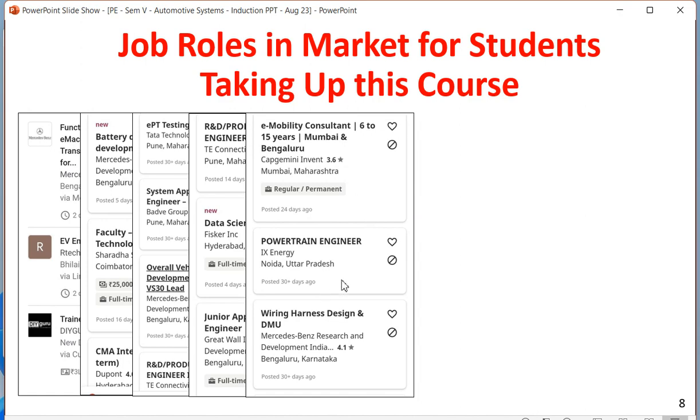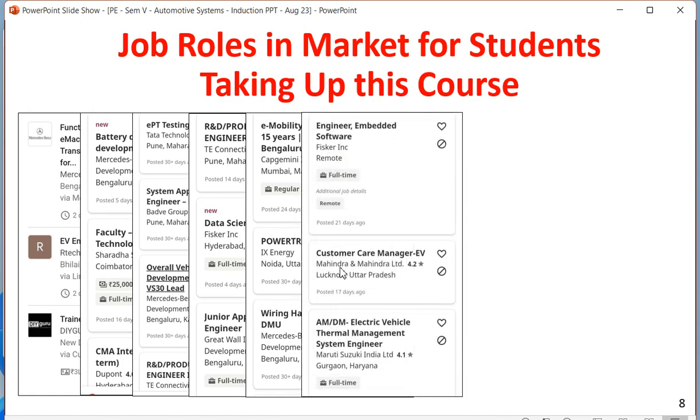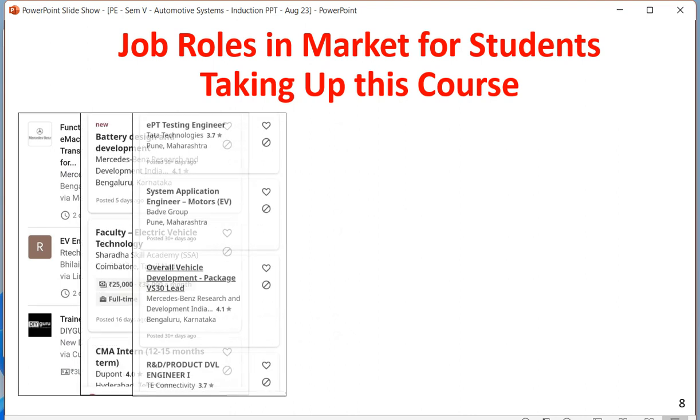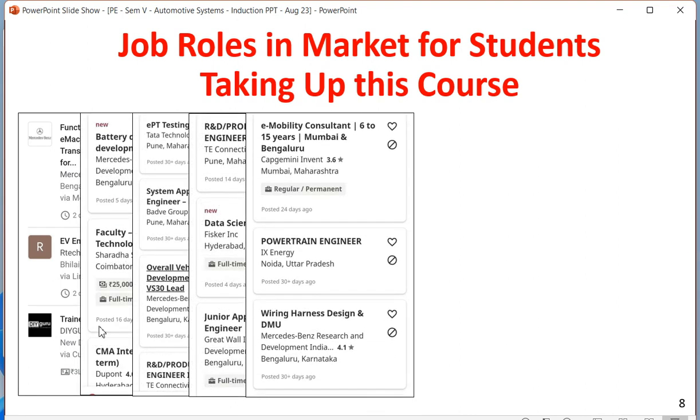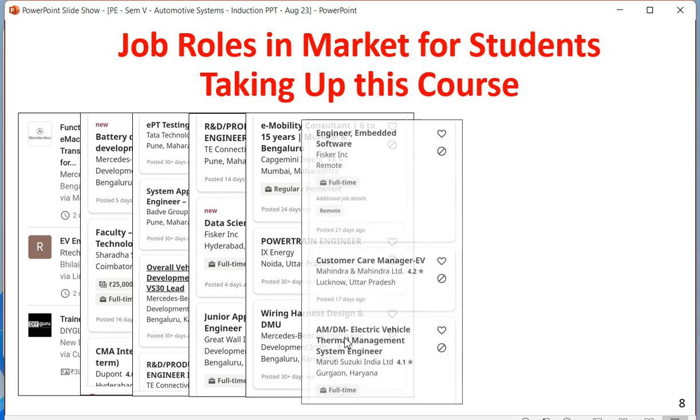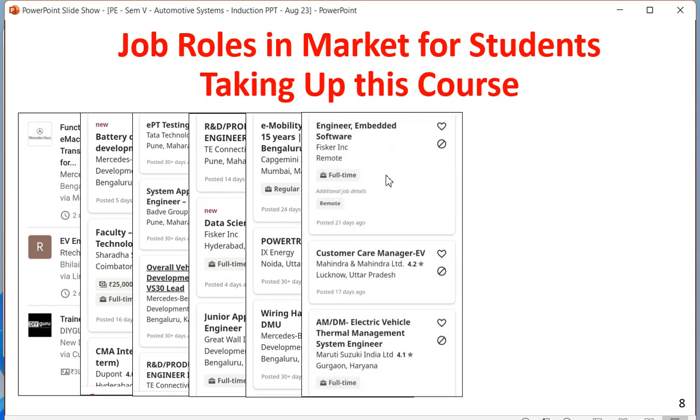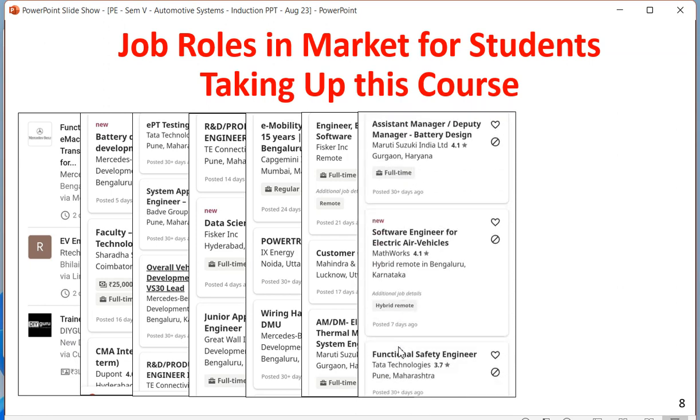E-mobility consultant, powertrain engineer. Powertrain engineer is totally a mechanical department job. Then there is wiring engineer. Wiring engineer is mainly the job of electrical people; EC people can also apply for that. Embedded software, this is our domain. This is totally the EC engineers' domain. Customer care manager, AMDM electric vehicle thermal management. Thermal management is mainly taken up by the mechanical people.